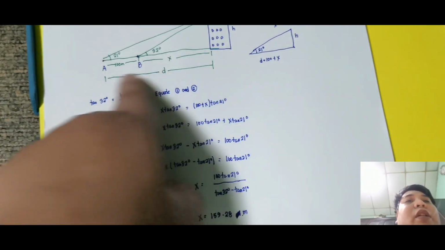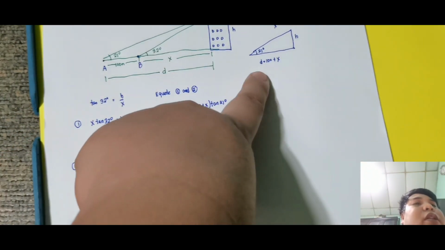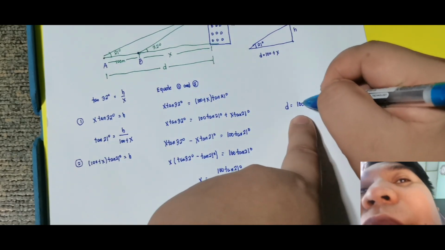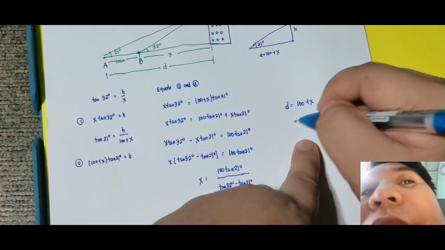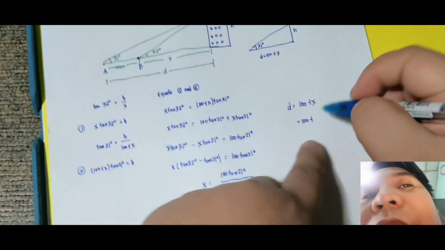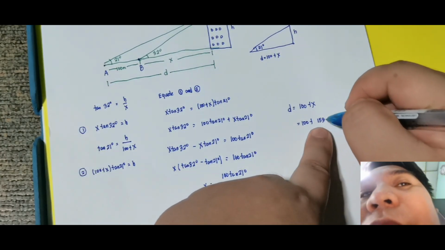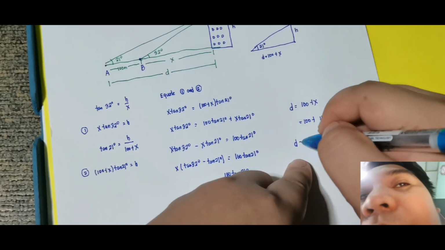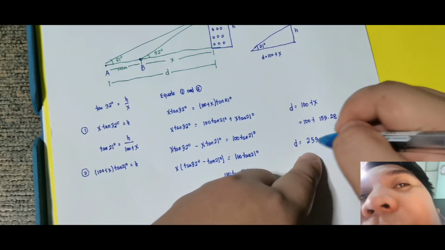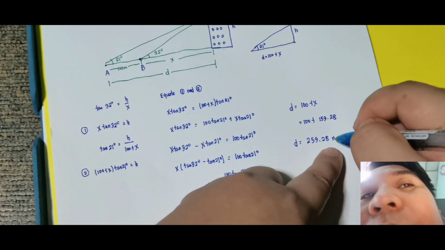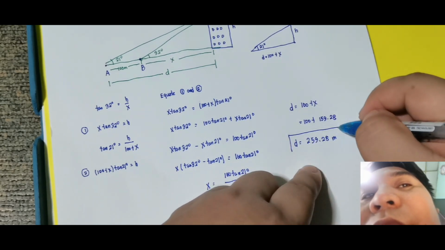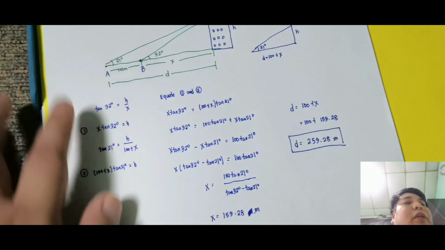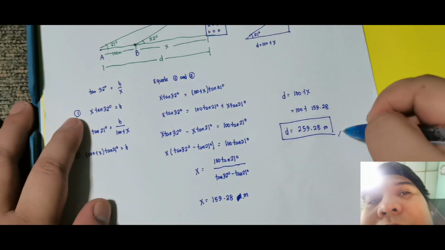Kasi ang tanong, what is the distance from A to the building? So, that is D. So, D simply is equal to 100 plus X, which is equal sa 100 plus, yung na-solve natin, na 159.28 meters. So, therefore, D is equal to 259.28 meters. Okay, ito yung distance ng point A to the base of the building. Okay, so ito yung magiging sagot.